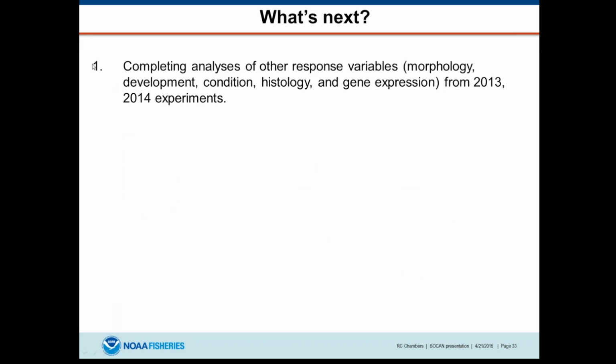So what's next? We're completing the analysis of the variety of response variables. I mentioned some already in our table, but they include the variables that we think reflect condition and ecologically relevant measures, size, development, and so forth. And our colleague at Rutgers is doing the histology and gene expression.